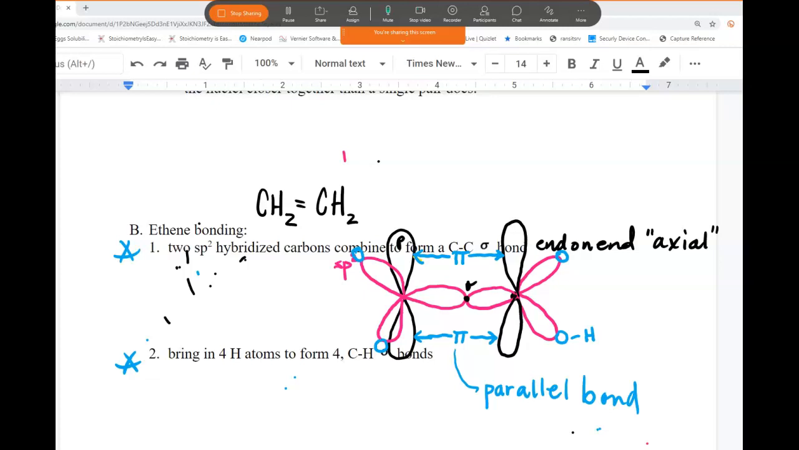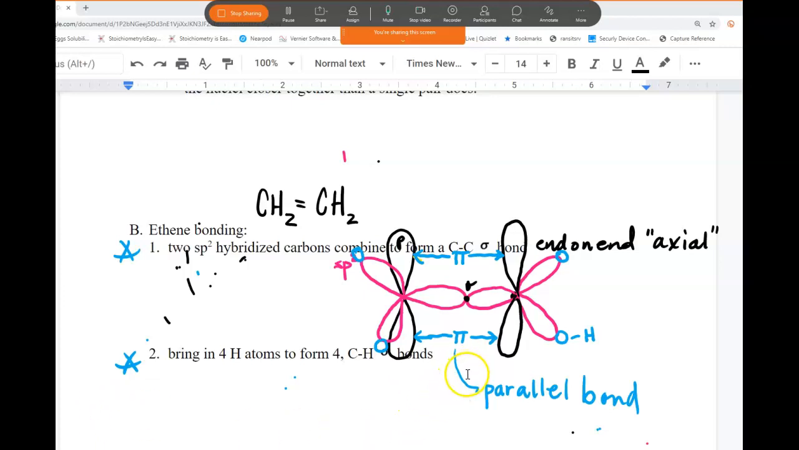And so when it double bonds to another carbon that has the same sp2 and p orbitals, and all carbons do, then what we are going to see is an end-on-end axial bond that occurs between two of the sp2 orbitals, and that's going to make our sigma bond. And then we are going to have each of the hydrogens bond on to the other ends of the other sp2 orbitals, also making sigma bonds.